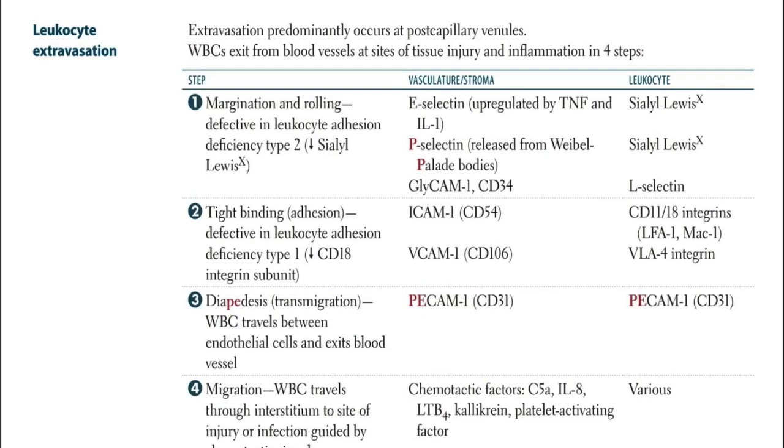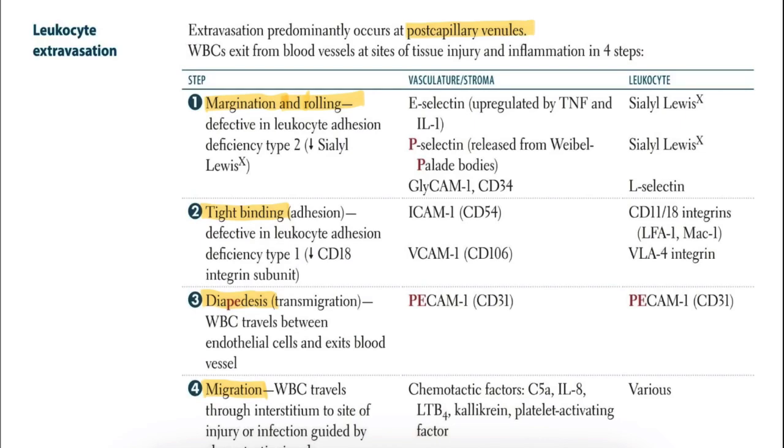immunology and pharmacology also. So first of all, leukocyte extravasation occurs mainly at post capillary venules, okay, and consists of four major steps, that is margination and rolling, tight binding, diapedesis and migration. Step by step we are going to discuss in this video. Okay, first one, step 1, margination and rolling.